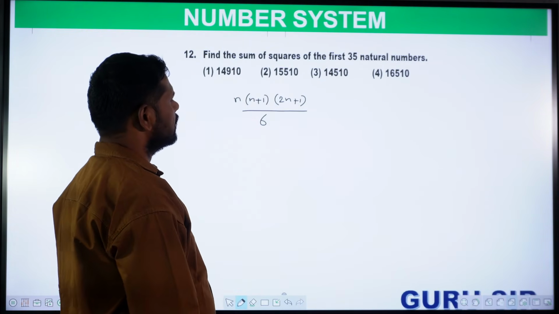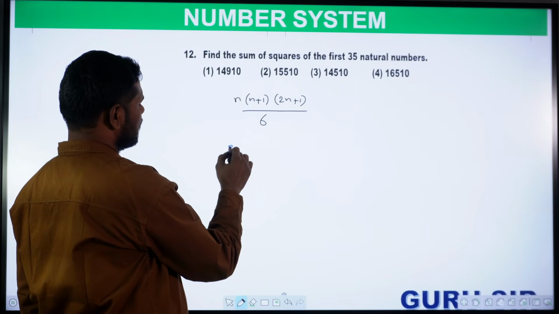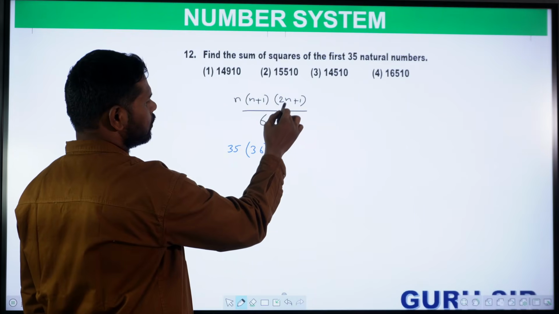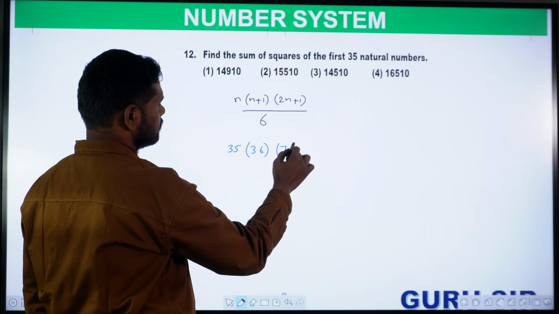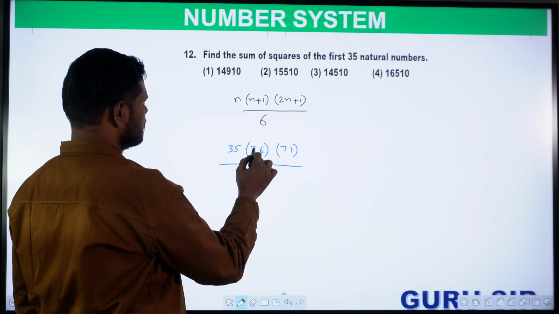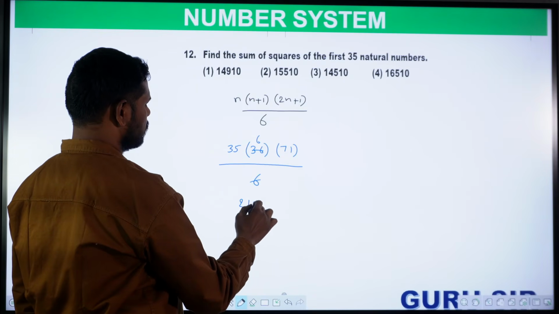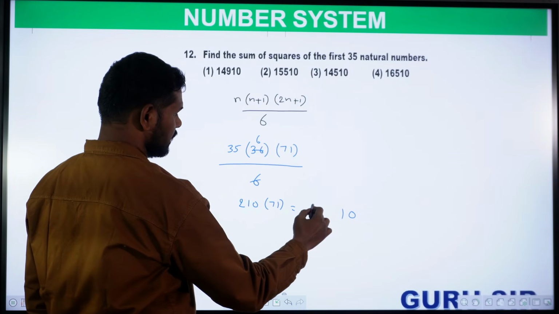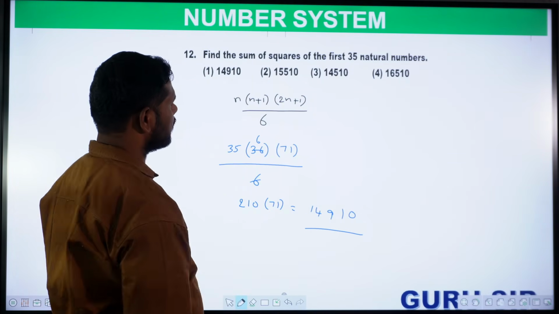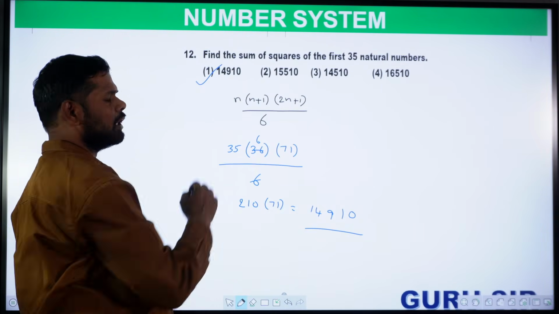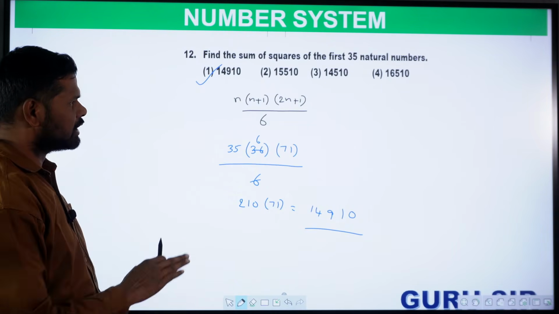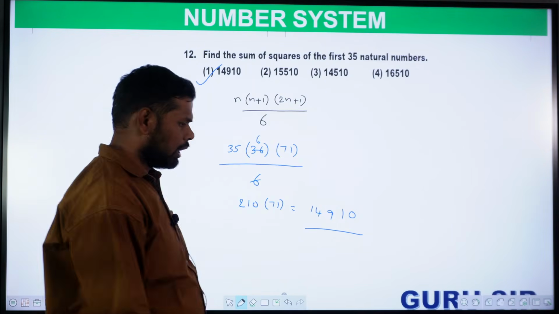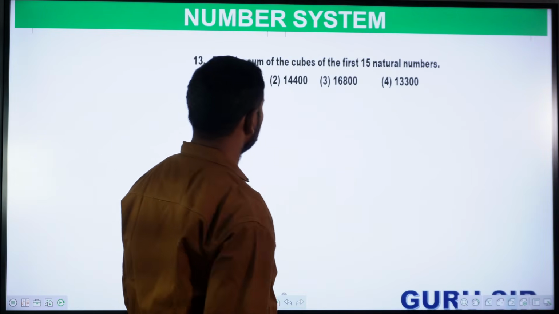So okay, first 35 natural numbers. The n value is nothing but 35. So 35 into 35 plus 1, 36, into 2 into 35, 70 plus 1, 71 by 6. 6 ones 6, 6. 35 into 6, 210 into 71, so 14910. That is the answer. It's clear, very basic. Just substitute that n value in the formula and we get the answer. All are basic questions only, no need to spend more time here.